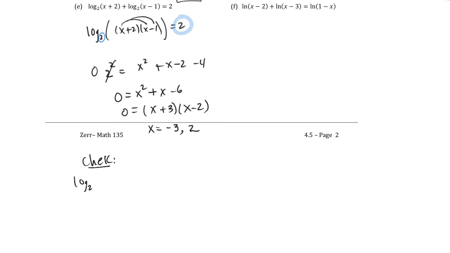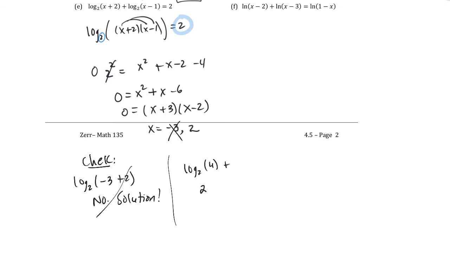log base 2 of negative 3 plus 2, that's not going to have a solution because we need to have a positive argument. So that one is definitely not a solution. Okay, and let's check the other one. Log base 2 of 2 plus 2, so that would be 4. 2 to what power is 4? That simplifies to 2. Log base 2 of 2 minus 1, which is 1. 2 to what power is 1? That's 0. And that checks out.